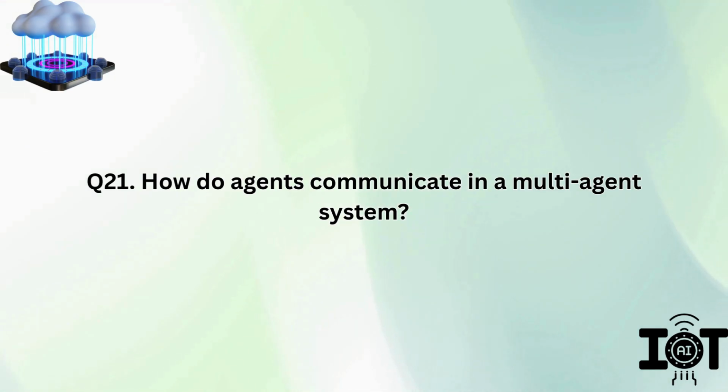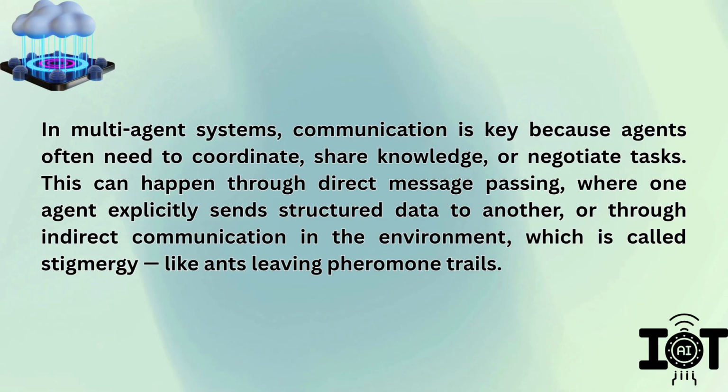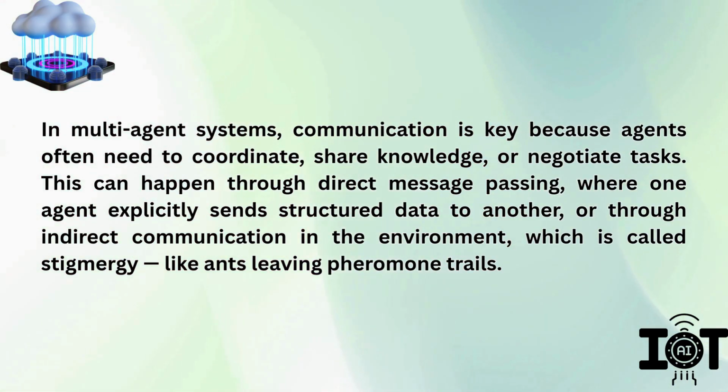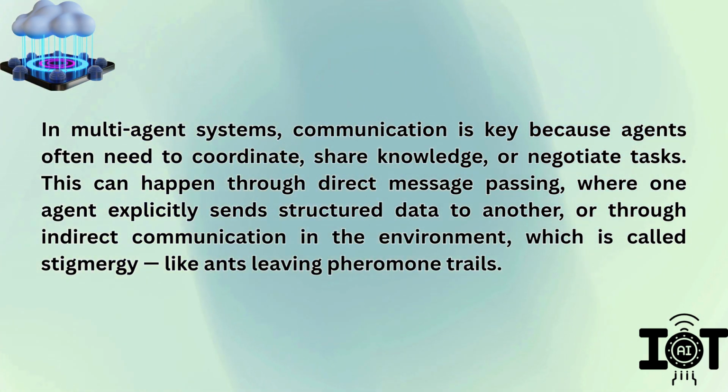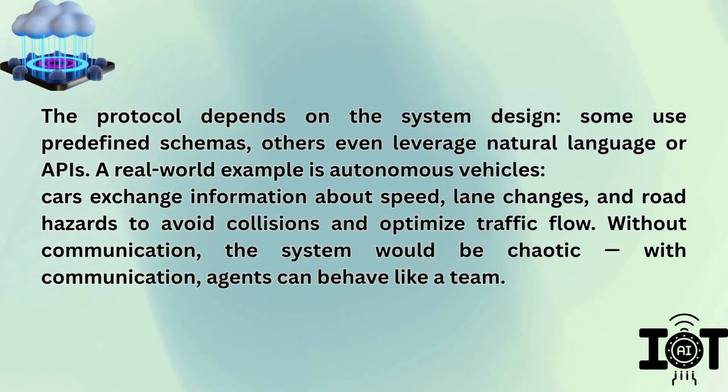How do agents communicate in a multi-agent system? In multi-agent systems, communication is key because agents often need to coordinate, share knowledge, or negotiate tasks. This can happen through direct message passing, where one agent explicitly sends structured data to another, or through indirect communication in the environment, which is called stigmergy, like ants leaving pheromone trails. The protocol depends on the system design. Some use predefined schemas, others even leverage natural language or APIs.